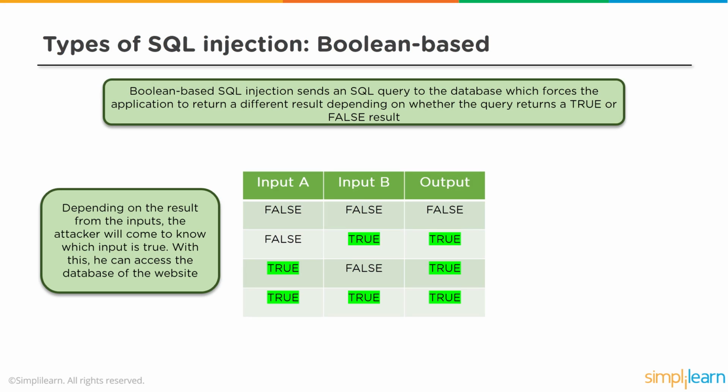Right, so depending on the result from the inputs, the attacker will come to know which input is true. With this, he can then access the database of the website. So you're trying to figure out by sending out multiple inputs and then analyzing the output to see which command exactly worked, what was the resultant output of that command. Thus, from this kind of information, the hacker can infer their next step forward.